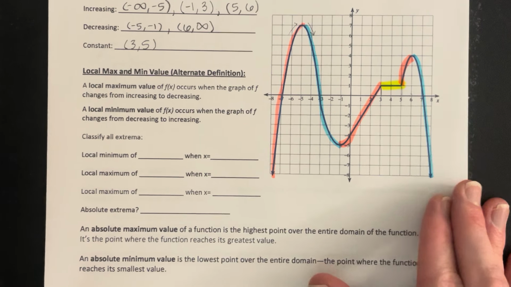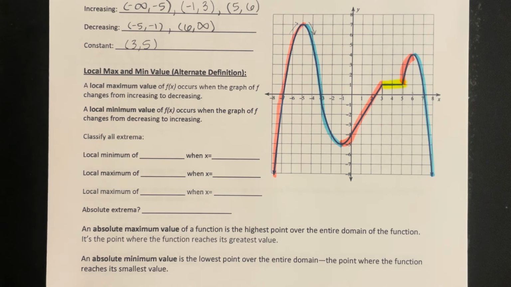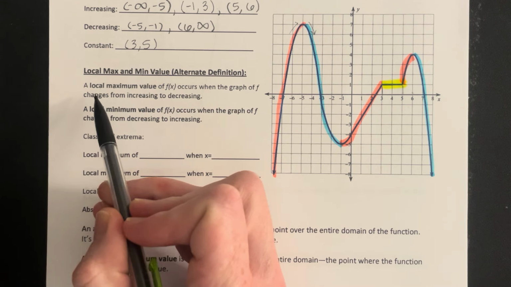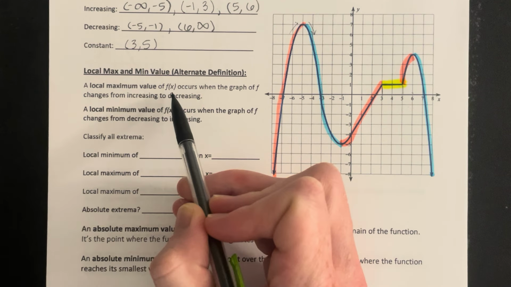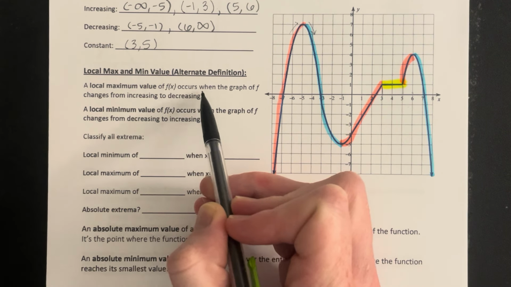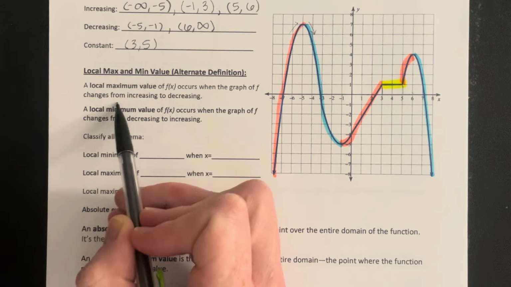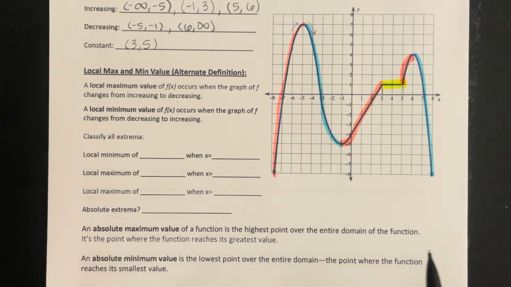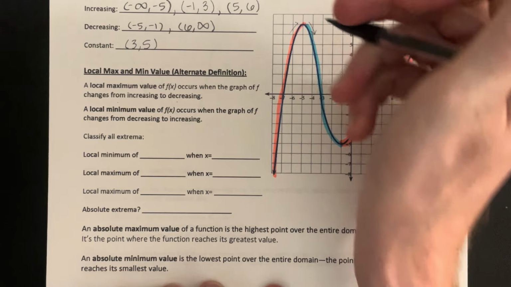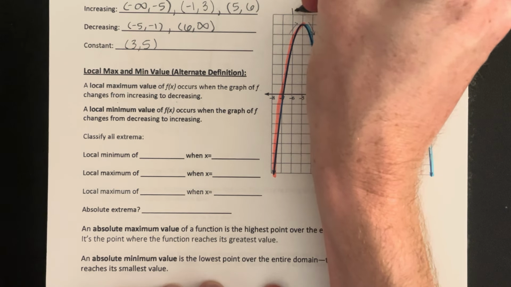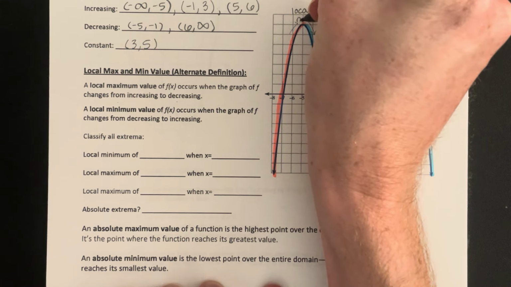When we look at a graph and see the increasing and decreasing sections, we also are finding some maximums and minimums. We have a definition here that says a local maximum value of the function f of x occurs when the graph of f changes from increase to decrease. So we saw an increasing section change to a decreasing section, and we get a local maximum.